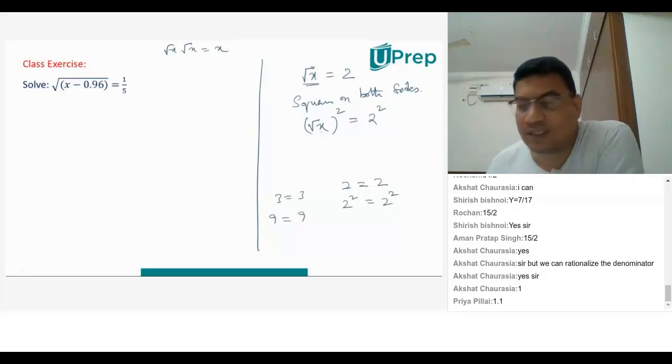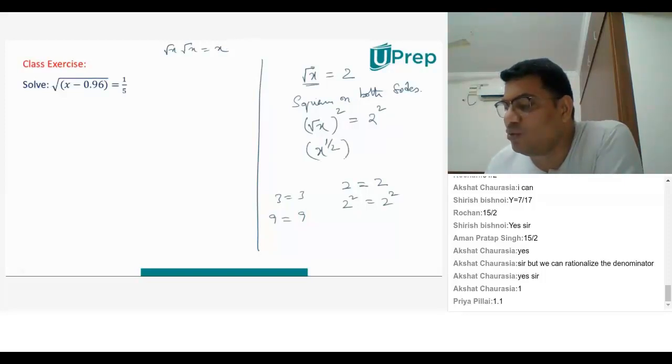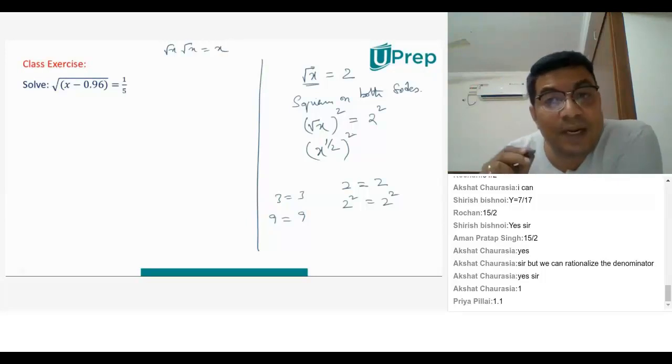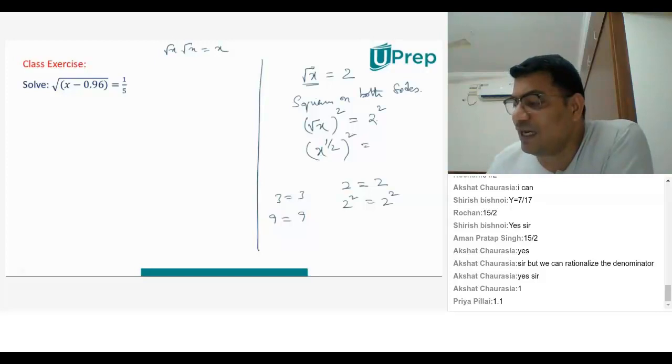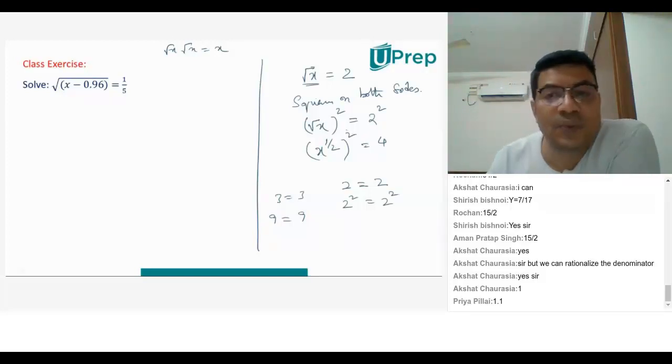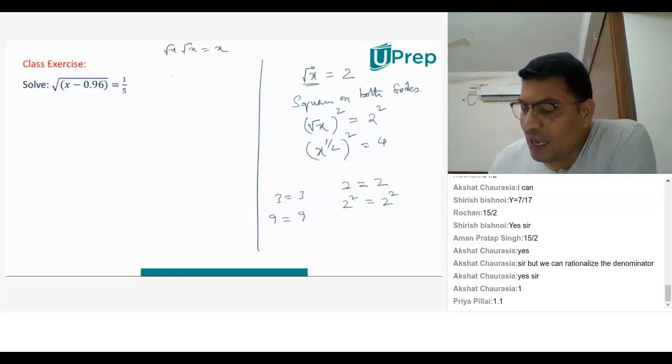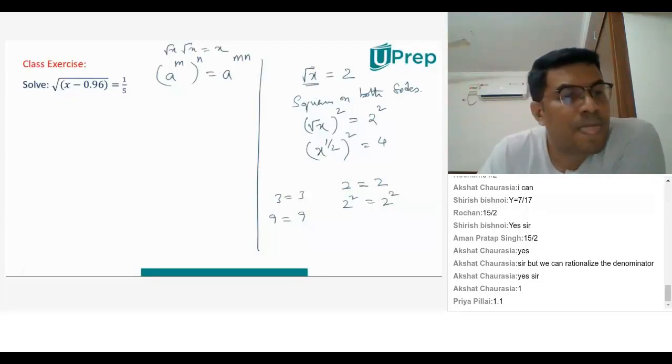What do you mean by root x? Root x means x to the power of 1 by 2. So root x whole square is x to the power of 1 by 2 whole square. And on the right hand side, you have 2 square is equal to 4. Now, x to the power of 1 by 2 whole square. We have learned a to the power of m whole to the power of n is equal to a to the power of mn. Did we learn this?